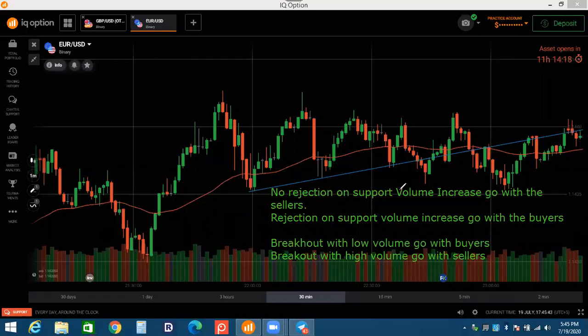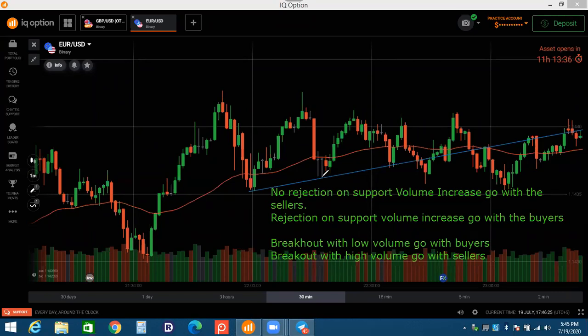If the body is closed on this line and the volume increases, yes, if the body crosses and volume is increasing, go with the sellers. If the body closes on the line and volume is increasing, go with the sellers. This support will never work because there is no weakness in the sellers. When you see weakness in the sellers, then you can go with the buyers. If there is no weakness, it means this support will not work. Support only works when you see weakness from the sellers. If there is no weakness, they will break the level because they can change the entry point.